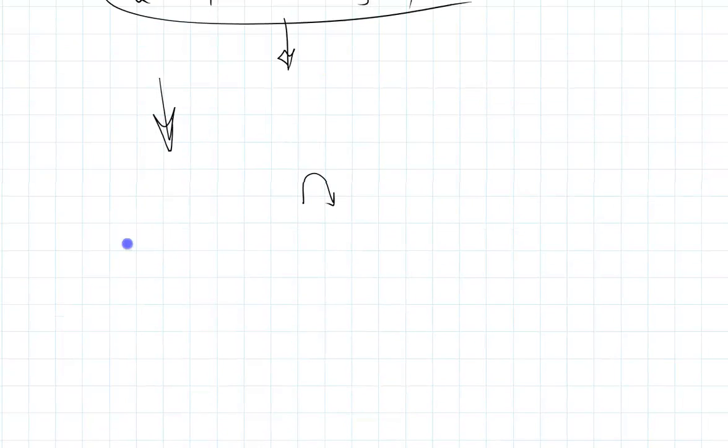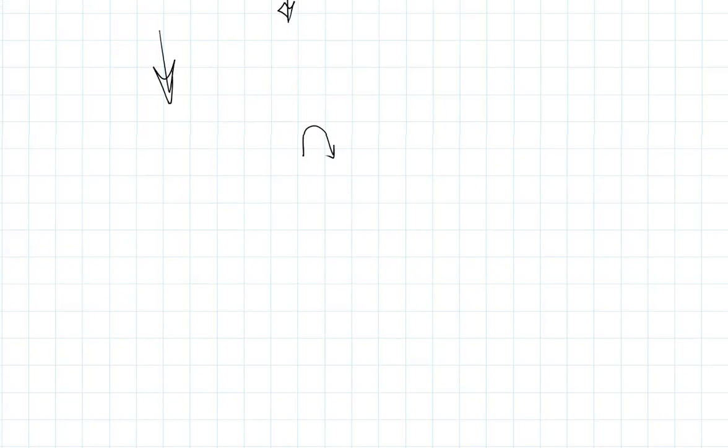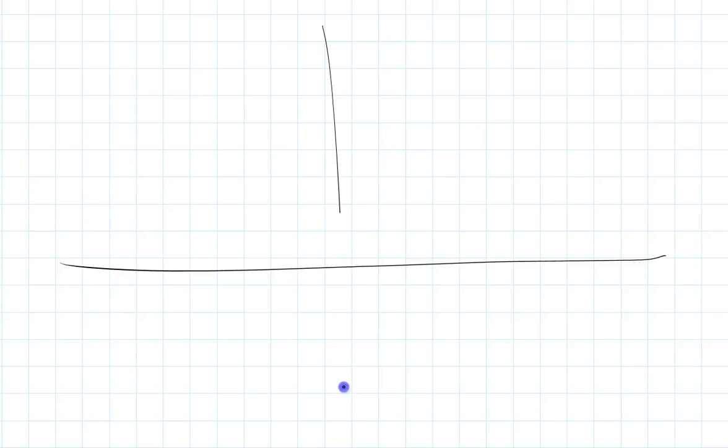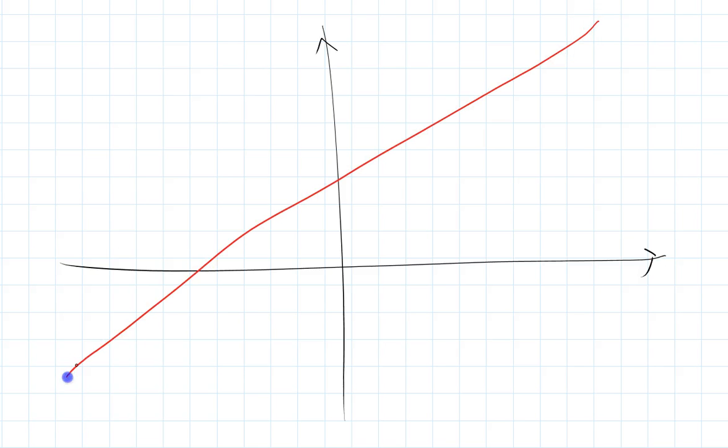Okay, I'm going to draw an x and y coordinate system again. No, I'm not. I'm going to choose my pen. I'm going to draw it in red, and that's a generic y equals mx plus c curve.